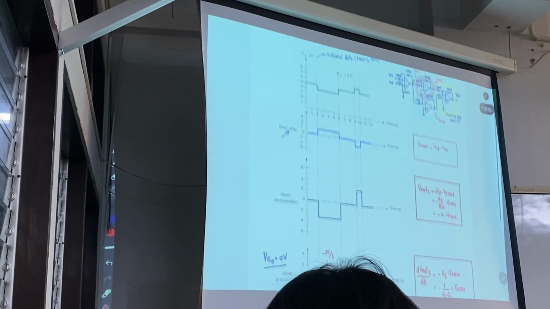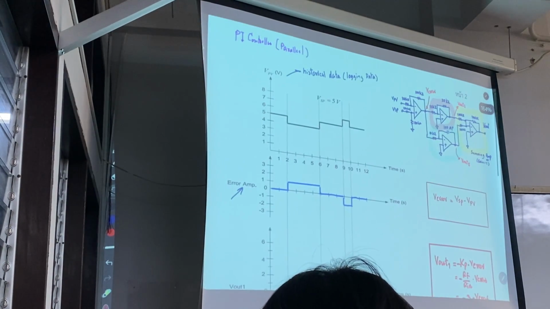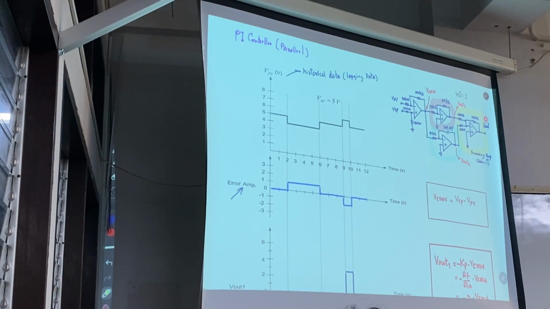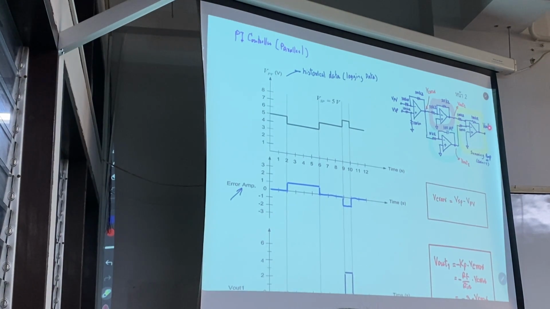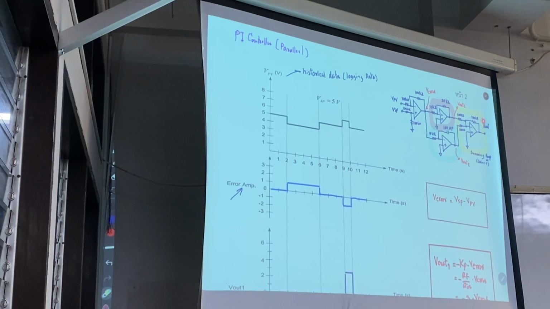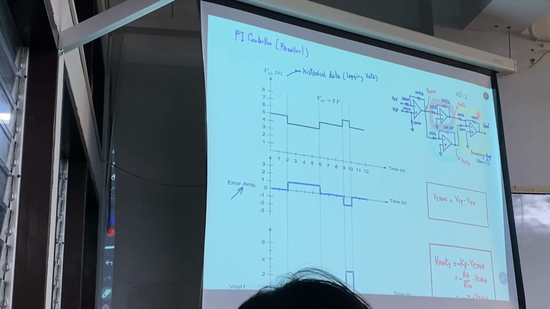Okay, this is the response curve at the output of the integrator. Now let's see the combination effect between P and I. Now we will do the last section here. We try to evaluate what the output of the controller should be. In this case, the output from the controller is the output of the summing amplifier.